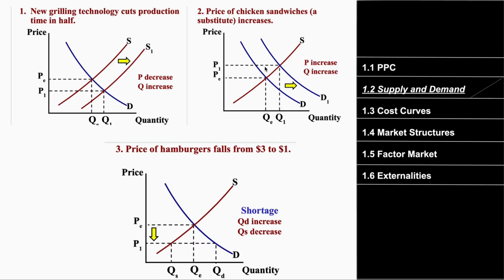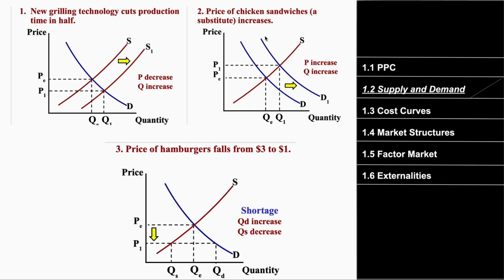Now that you've gone over these questions, hopefully, let's go over them. First, a new grilling technology cuts production times in half. This increases supply. So that means price decreases, quantity increases. Here we go. Then the price of chicken sandwiches, the substitute, increases.